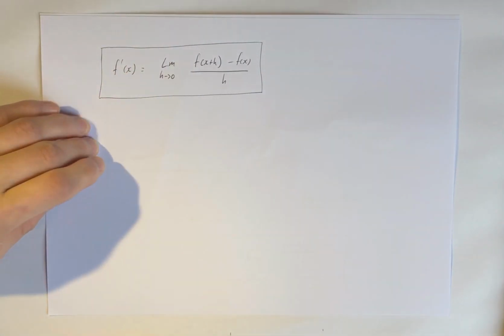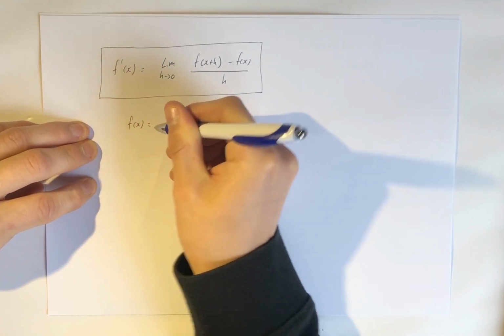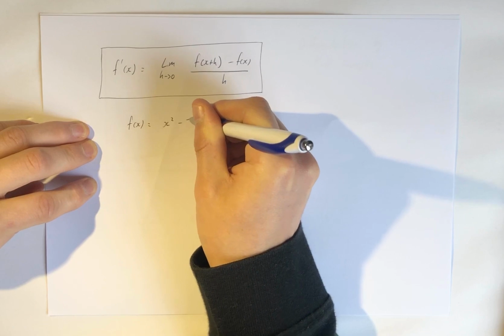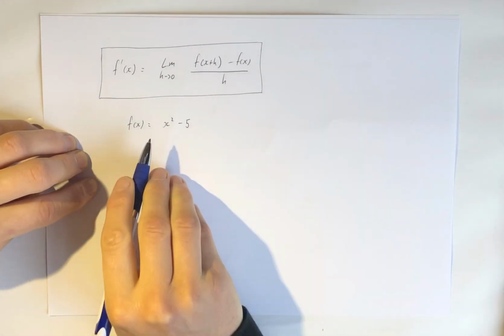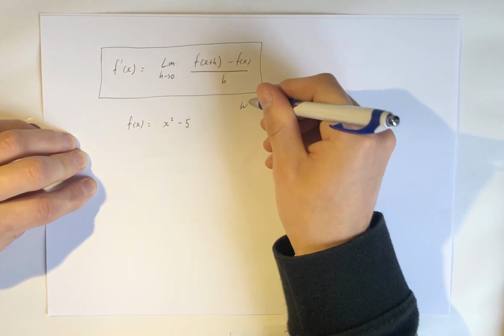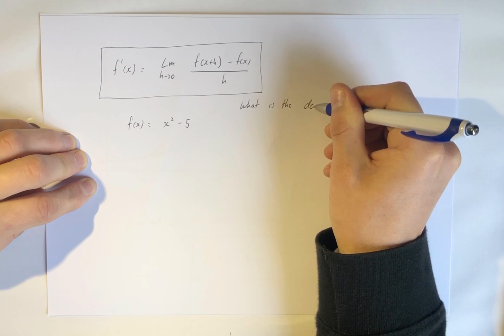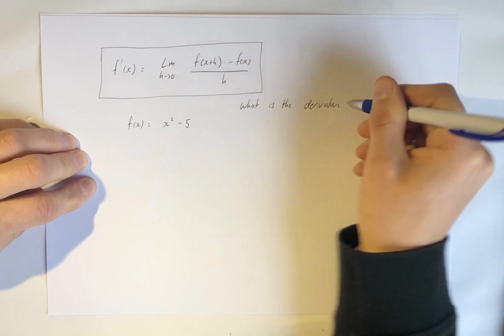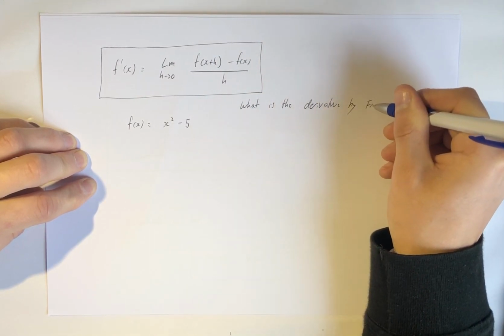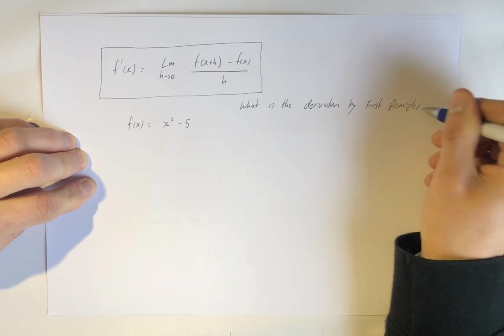And this is where you're going to need to have some good algebra. So let's have a look at f of x equals x squared minus 5. I want to find the derivative of this using first principles. So what is the derivative by first principles?